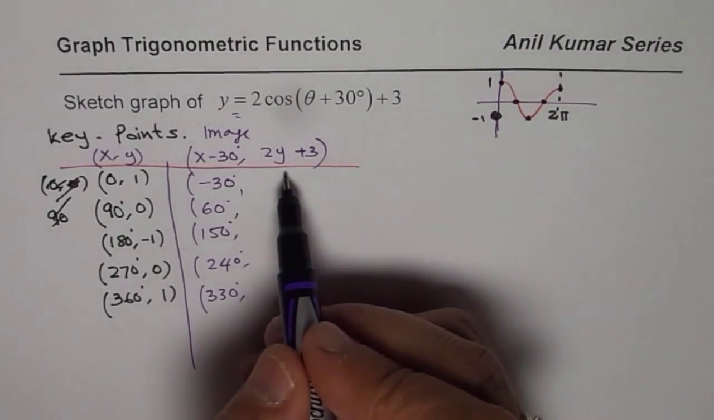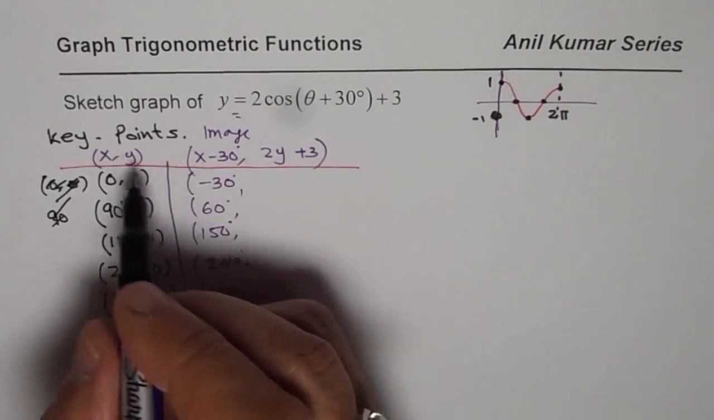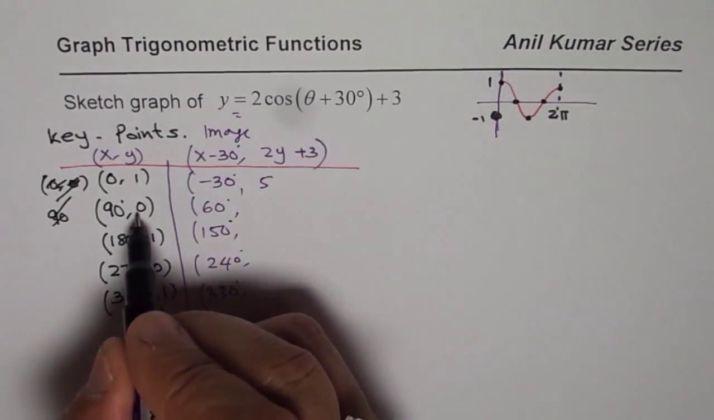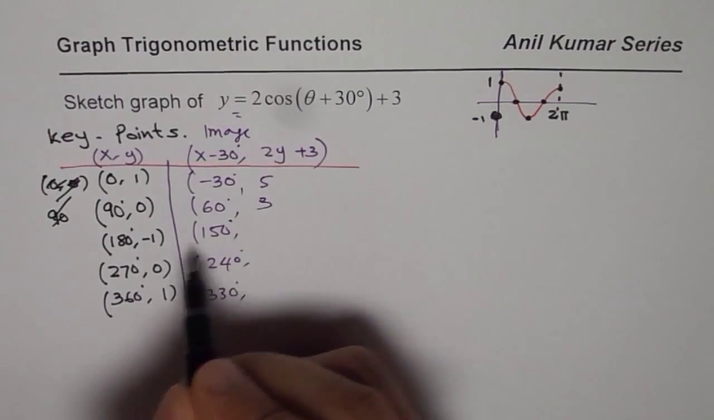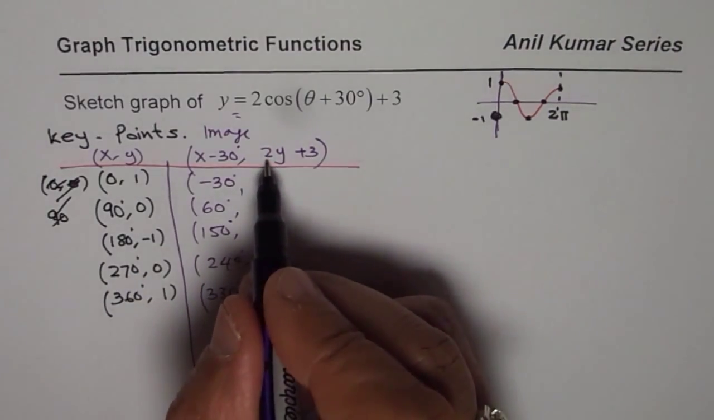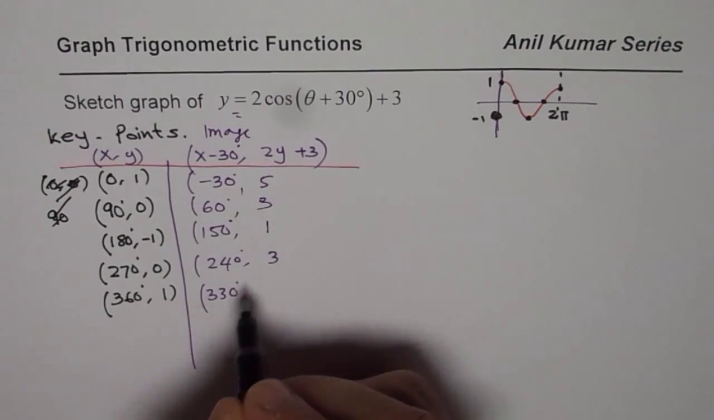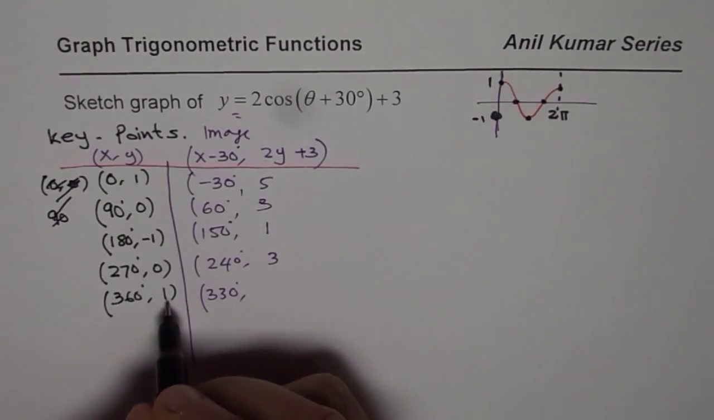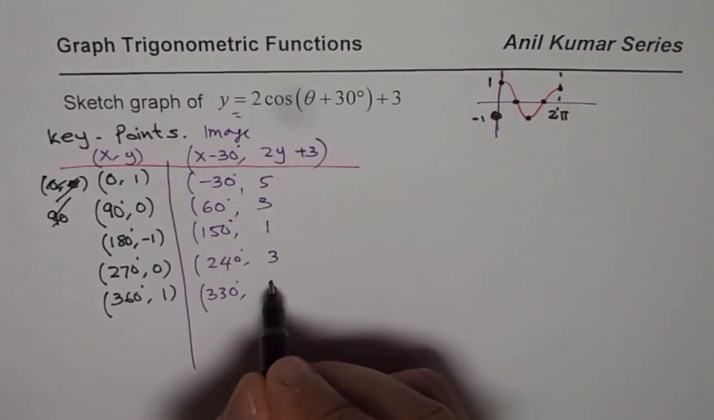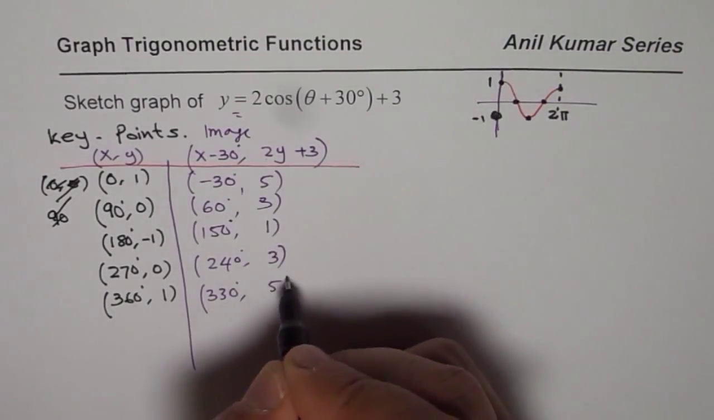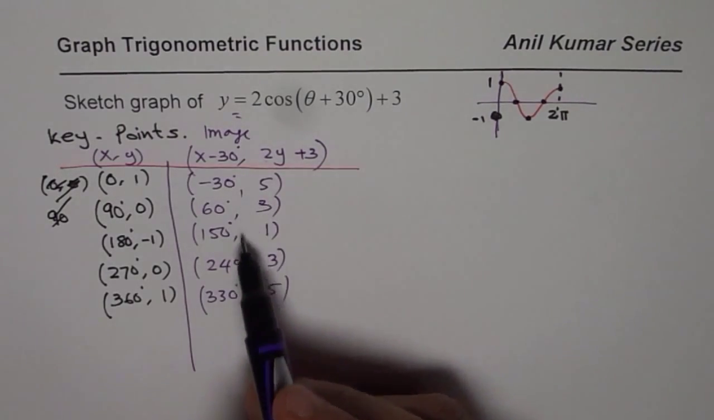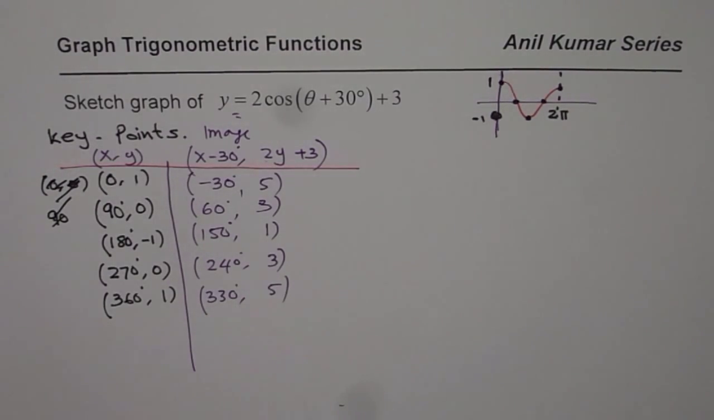Now for the y points, we'll do the calculation. Multiply by 2, add 3. 2 plus 3 is 5. 0 plus 3 is 3. Minus 1 means minus 2 plus 3 is 1. 0 will give us 3 again. And 1 times 2 plus 3 is 5. Right? So that is a set of points. When you draw these set of points, you get your cosine graph. So that will give you very accurate cosine graph, a very recommended method to do. Right? So this is first method.